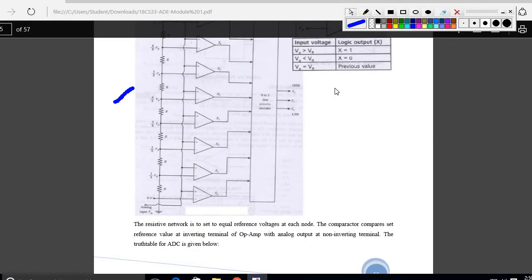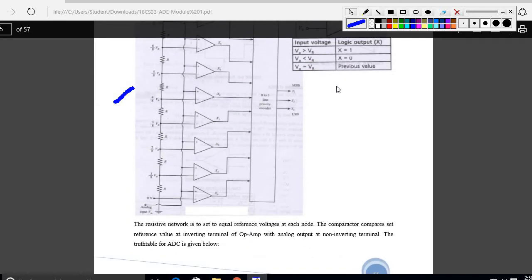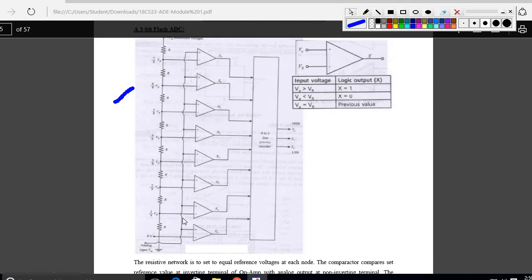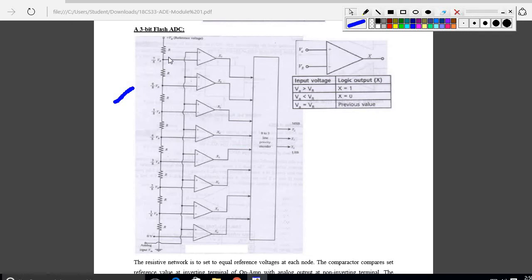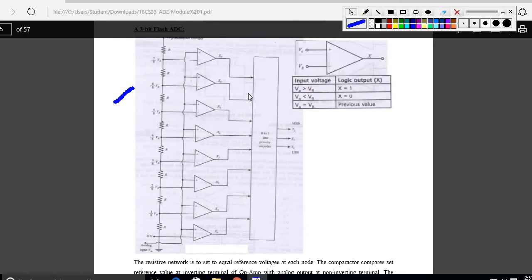Okay, next the resistive network is to set equal reference voltages at each node, and the comparator compares the set of reference values at the input terminal of the operational amplifier with the analog input at the non-inverting terminal. So the truth table of the ADC is given below. So here same thing, from 0 to 1 by 8 VR there is a resistance, but at each particular point the voltage remains the same, so it will not vary that much. Okay, so the truth table of this particular figure has been shown below.